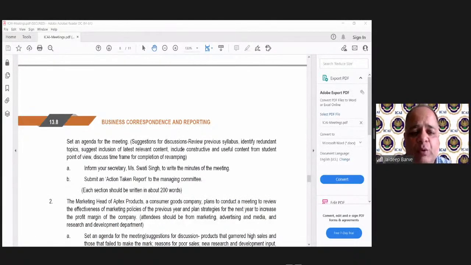For example, if you can see this session, one second, let me go to this. Okay, this is the screen. It is very clearly written: set an agenda for the meeting. Review previous syllabus, identify redundant topics, suggest inclusion. They are giving you suggestions of what has to be written. So five points they've actually mentioned. My only request to all of you is to make use of the material given in the question. Also try to improvise on that.